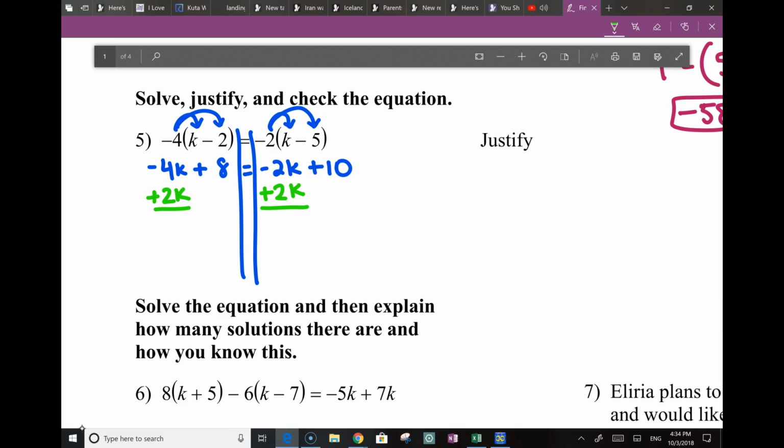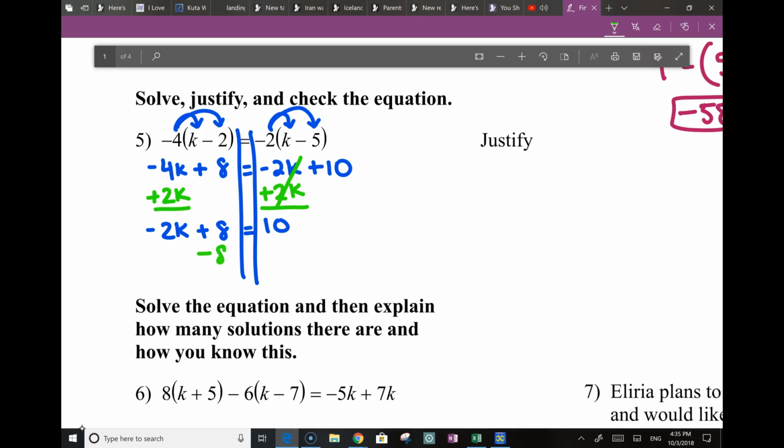Now what happens is these 2k's disappear, and on the left side I end up with a -2k, so -2k plus 8. And on the right side I have just 10. Now this 8 has to move to the other side, and the reason I want to do that is because I've decided on what side the k's are going to end up. They're going to end up on the left side, therefore I move all the numbers to the right side.